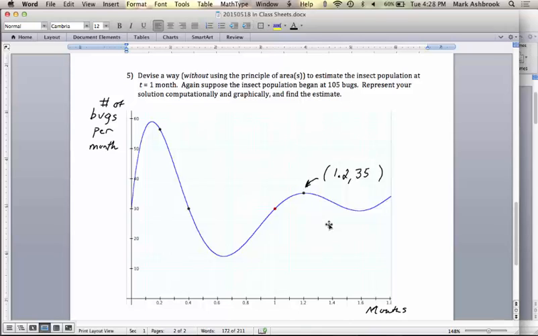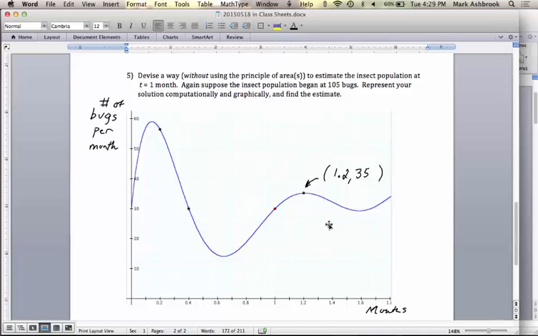Okay, let's hear what you talked about. So how about back here, the hat? What does this point mean on the graph? Can you explain what that point means? It's the rate of increase of bugs at the month 1.2. So at the month 1.2. Yeah, the rate is 35. At 1.2 months after the beginning of this experiment, or whatever's happening here.